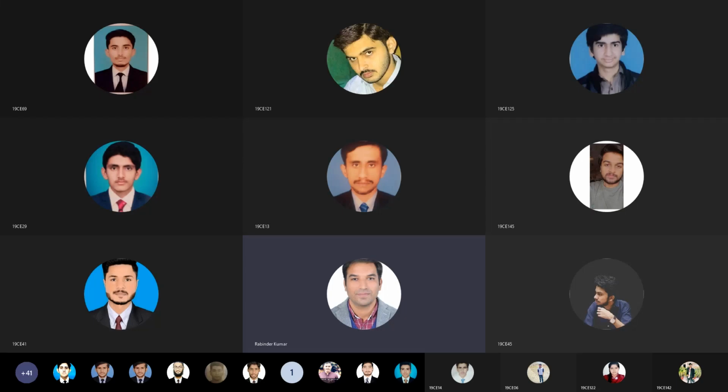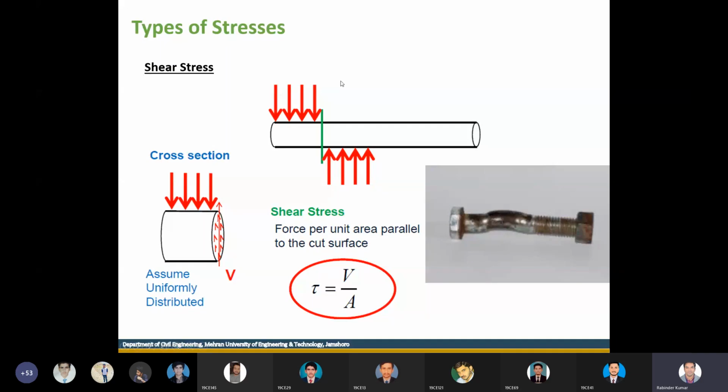Shear force. Because you applied the force on this side, and you apply the force on this side, it is trying to fracture from this portion, the green line. You can see this. This is how the shear forces are generated in an axial component.